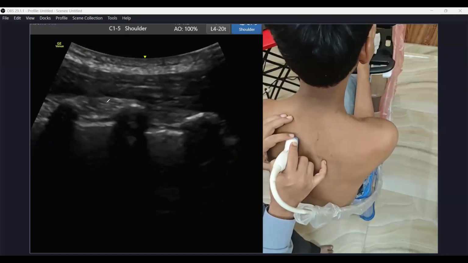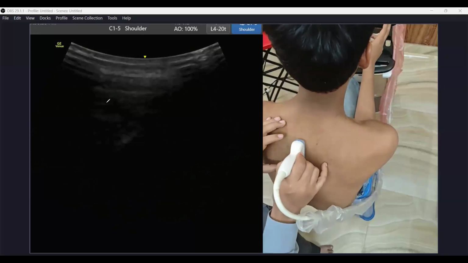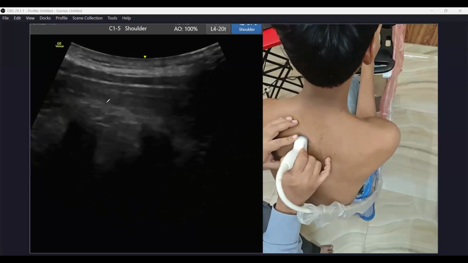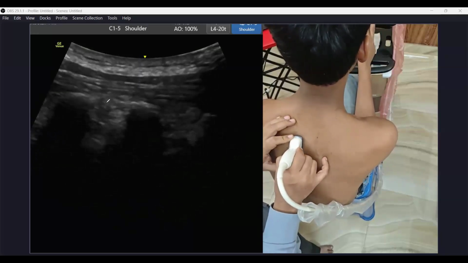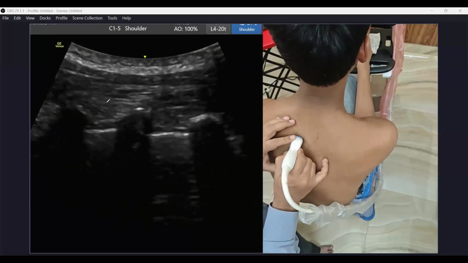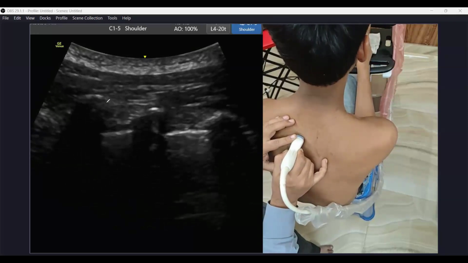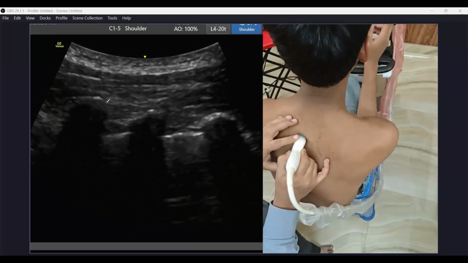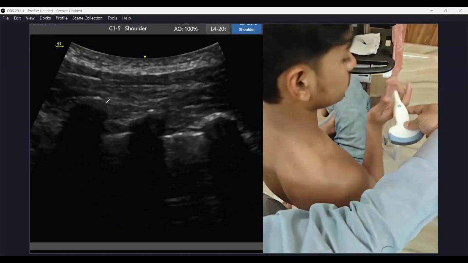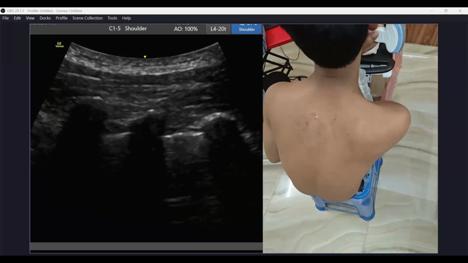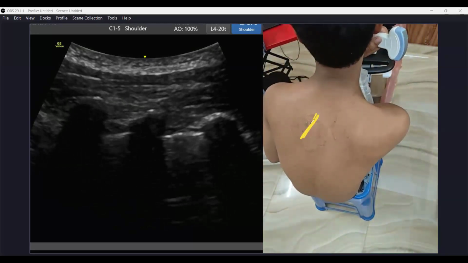Otherwise we can do this one also. Okay, so I remain on the transverse process only. I remain on the transverse process and I am just looking a bit laterally, a bit laterally. So what I am seeing here, you can see clearly. I am not straight, I am a bit oblique. My ultrasound probe was a bit oblique.